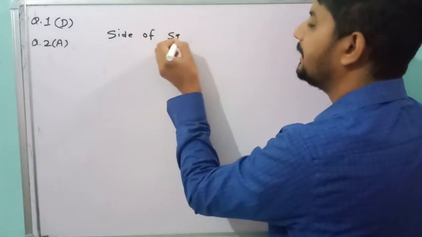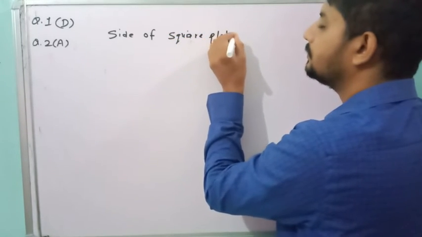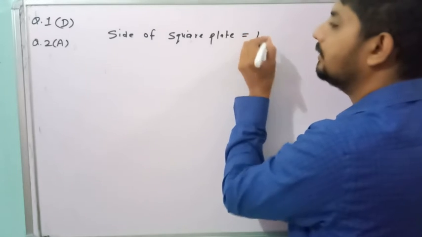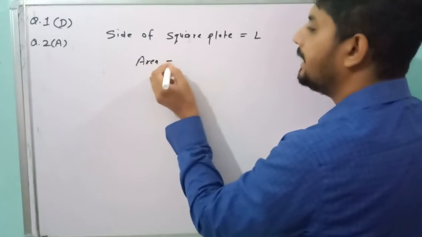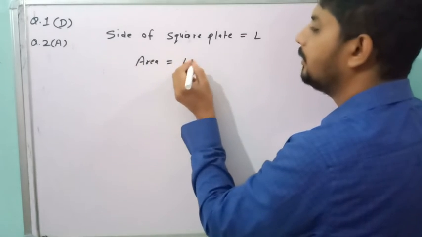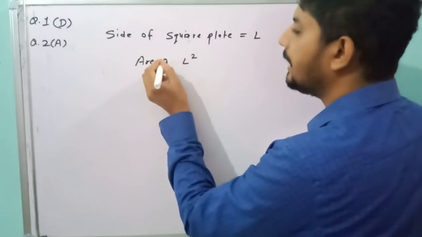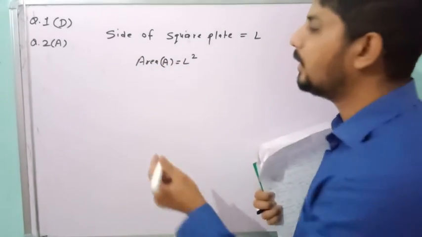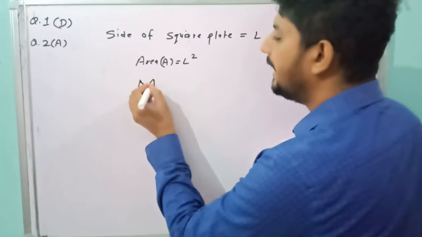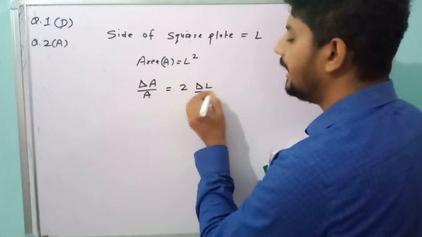Side of the square plate is given as L. So area will be, area is equal to length into length, so this will be A equals L squared. Okay, so area I am just representing by capital A. If I want to find out the percentage error in area, I can write this will be delta A by A is equal to twice of delta L by L.